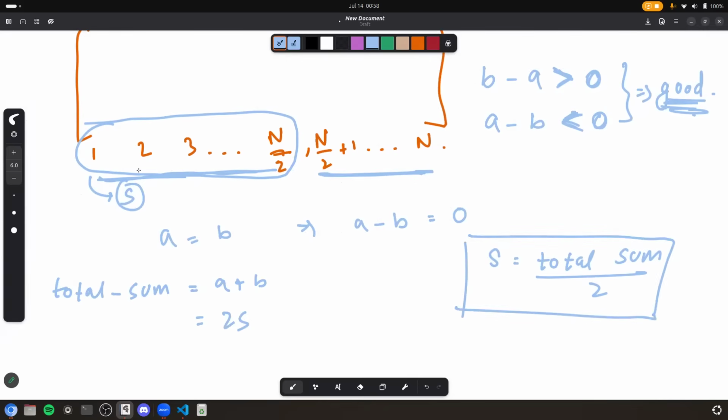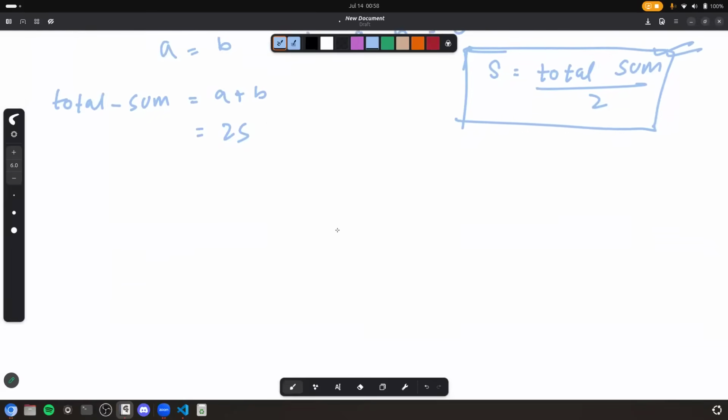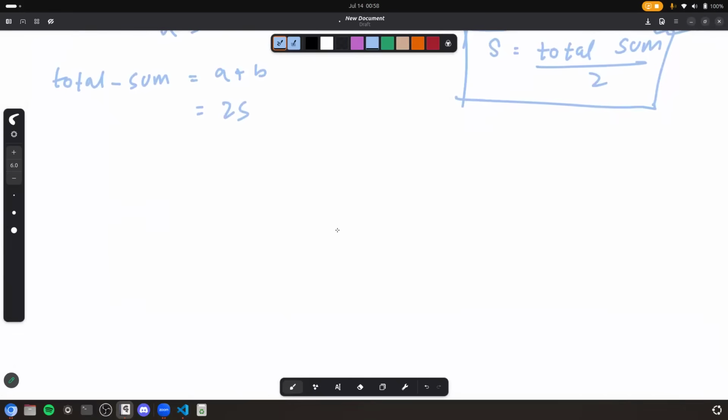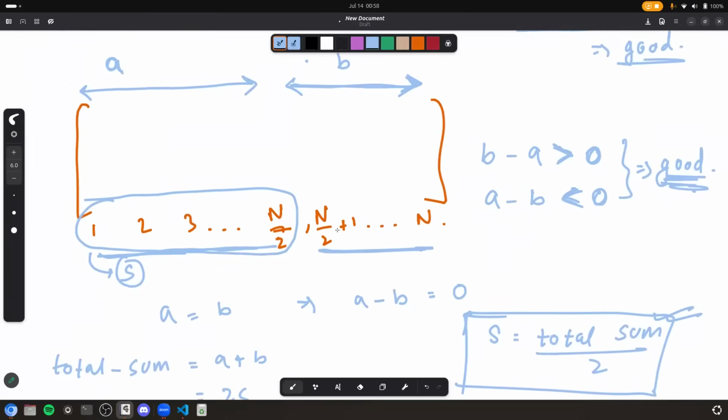So if A is not equal to B, then the array is immediately good. So to calculate the number of not good arrays, we just need to focus on the arrays where the sum of first n by 2 elements is equal to the sum of last n by 2 elements, right? So let's make this our goal for now. We need to find the subarray of length n by 2 with sum greater than S.